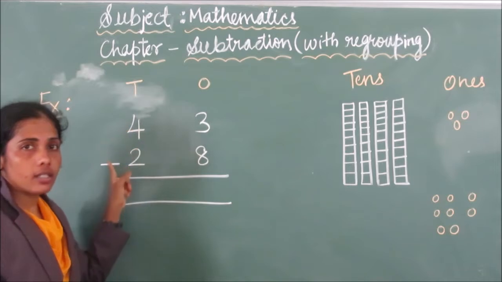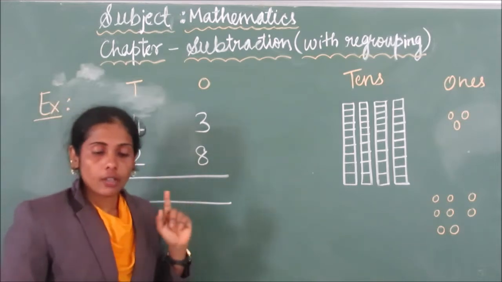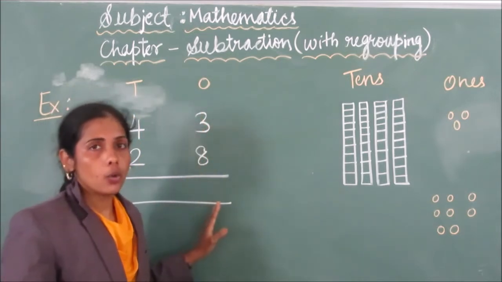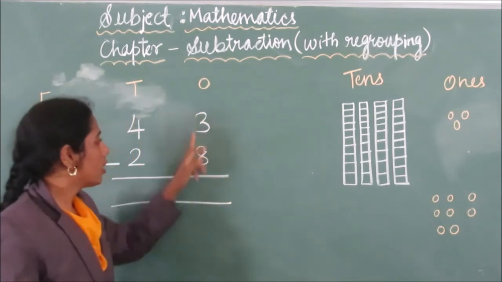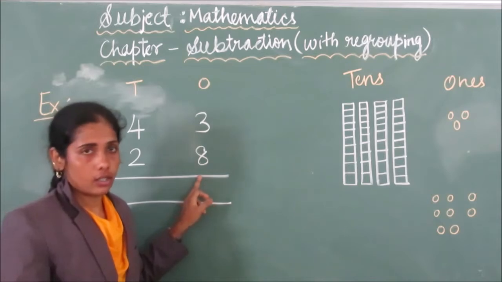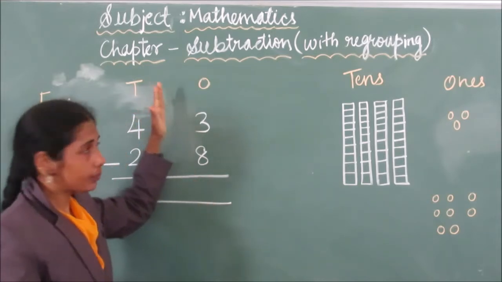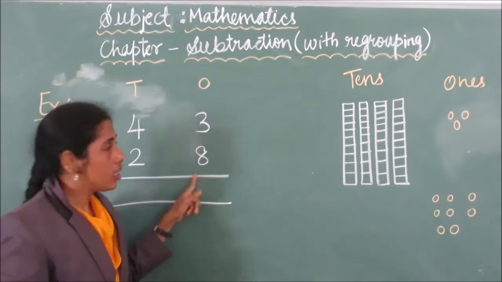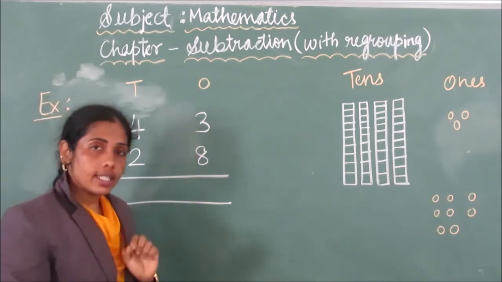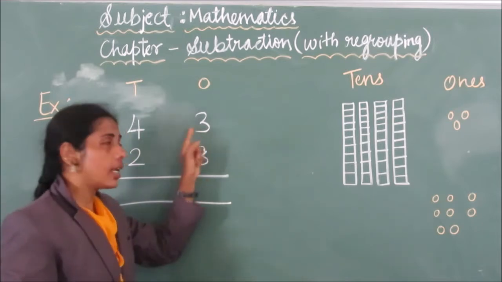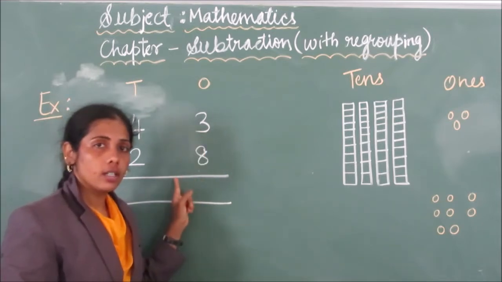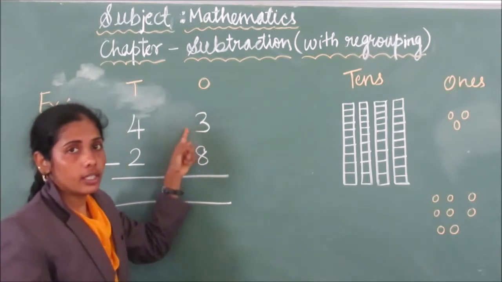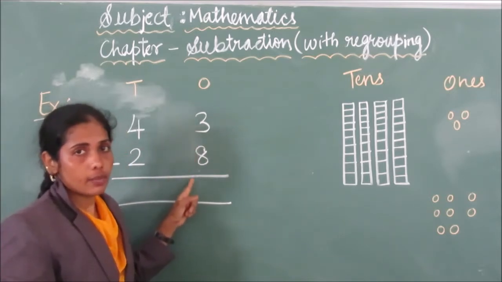Understood? 43 minus 28. Whenever you are doing subtraction or addition, first you must go to our smaller friend, the ones place. Now come to the ones place. See, two numbers are there, 3 and 8. Now tell me children, is it possible to subtract 8 from 3? No, because this is a smaller number than this number. This is the bigger number.